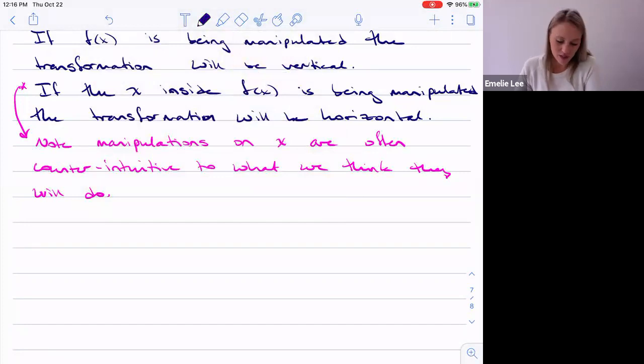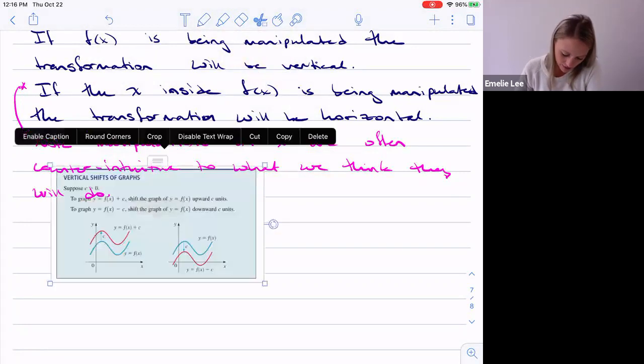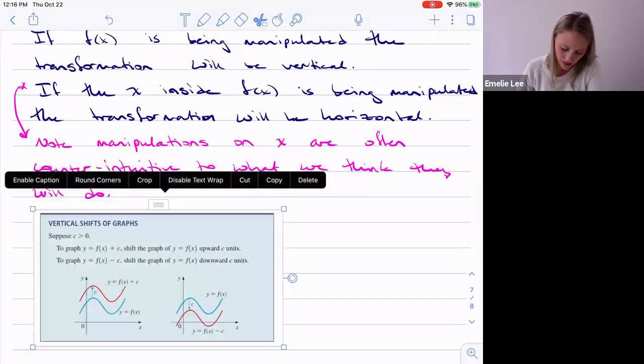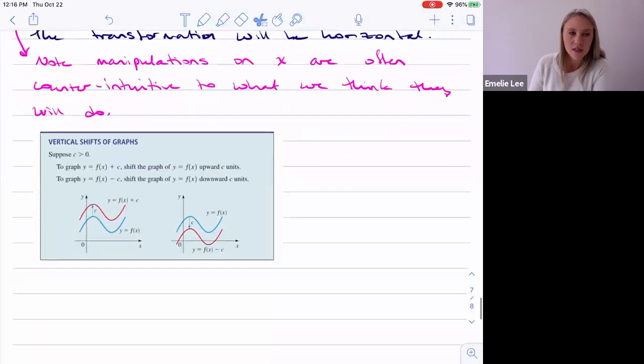So let's have a look at some of these. I think, did I grab it already? Yeah. So here, if we're talking about vertical shifts, this is behaving the way I assume it will. We're just establishing that c is going to be greater than 0. If it was less than 0, then something like f of x plus c, if it was negative, it would actually be f of x minus c. So it's just establishing that c is behaving the way you think it will.